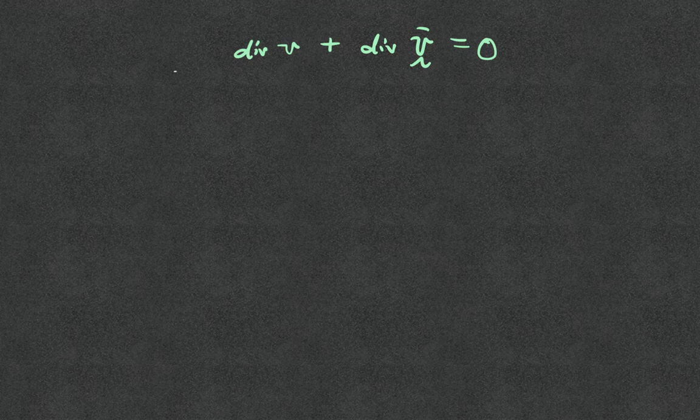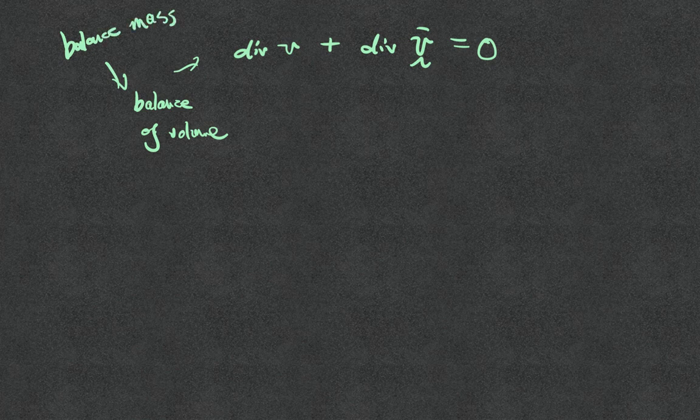Because what happens is that this equation, strictly speaking, is a balance of volume. So balance of volume is not a physical law. There is no such thing. Newton doesn't derive balance of volume. The balance of volume is actually a consequence of two things combined, which is the balance of mass and the incompressibility of the constituent.